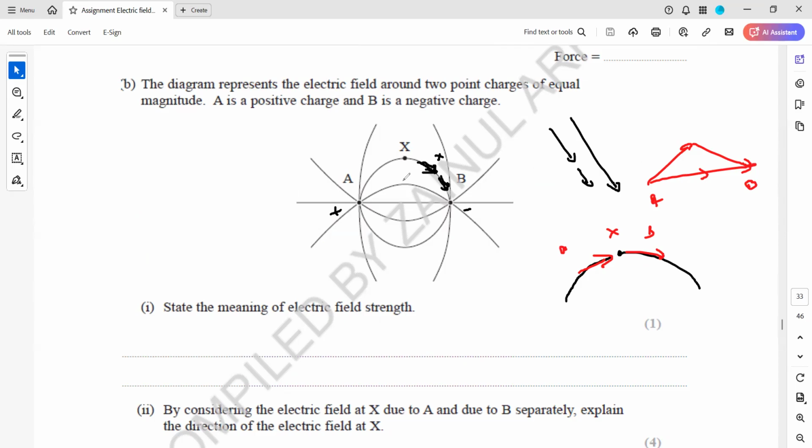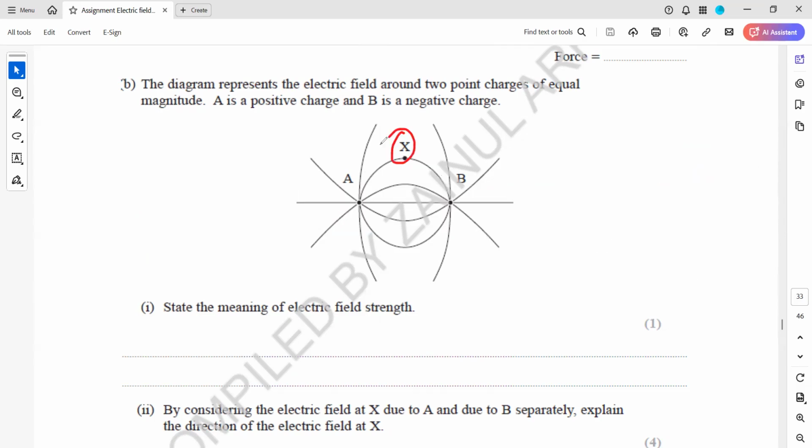The direction of the resultant will change as the position changes. If the point X is midway, then the resultant is from A to B. But if it is at this point, then we don't get a resultant from A to B, because this is the first vector, this will be the second vector. So the resultant is from the tail of the first to the head of the last. When we combine these two, we'll get the resultant, which will make a certain angle with the horizontal. Is the concept clear?